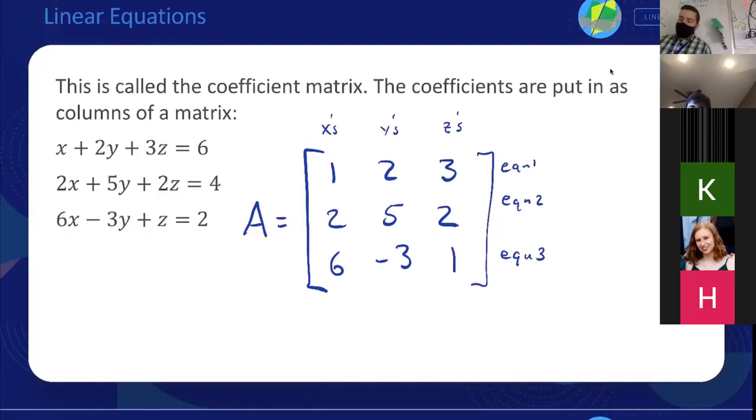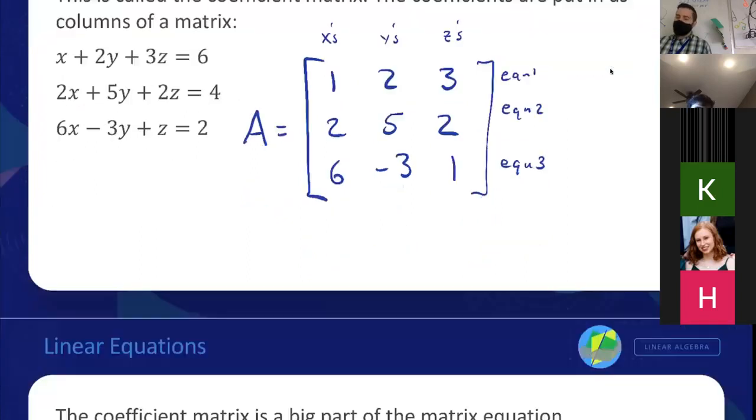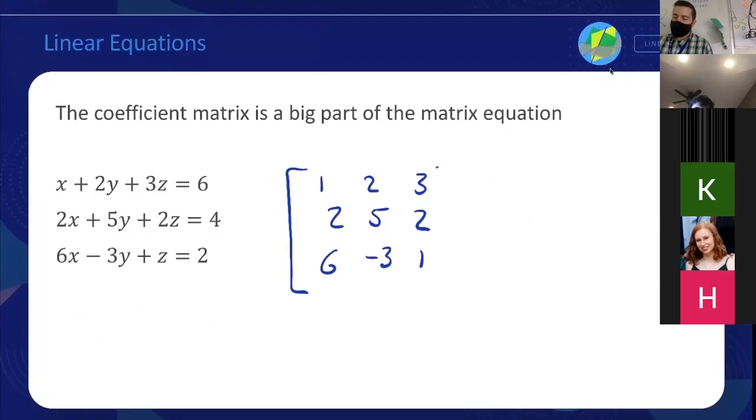Okay, and so we'll use the coefficient matrix. And we can take any number of equations and write out one matrix equation. So it's our coefficient matrix. And then we'll put a vector that just has our unknowns, our variables in it. So in this case, x, y, and z.